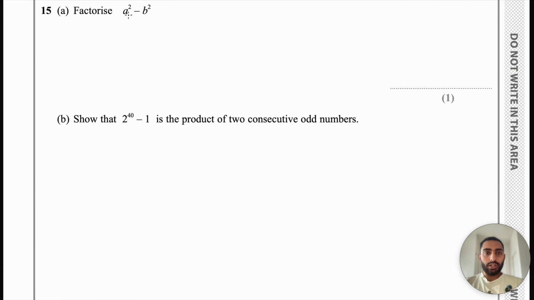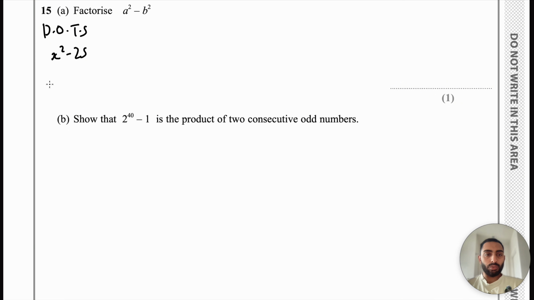Question 15, factorize a squared minus b squared. I can see this is a special case of factorizing. It's called the difference of two squares. If I had x squared minus 25, I would factorize it into double brackets, because this is a square and this is a square. I square root this and I square root this, and I would have plus in one of the brackets and minus in the other bracket.